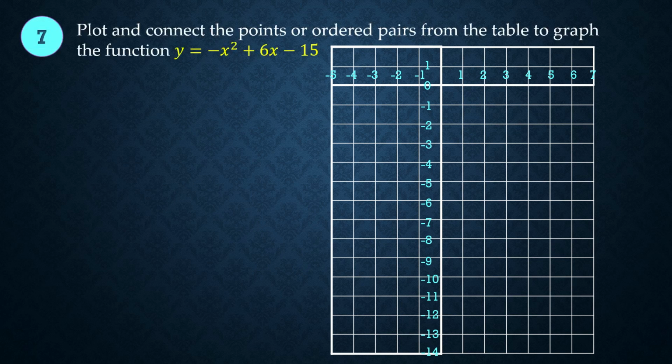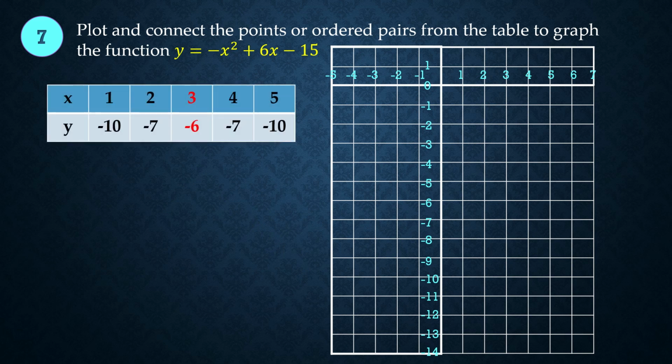Lastly, plot and connect the points or ordered pairs from the table to graph the function y equals negative x squared plus 6x minus 15. So you have the table of values. First to plot is 1, negative 10: x is positive 1, then y is negative 10, going down. Then next is 2, negative 7: positive 2 for x, then y is negative 7, going down. Then 3, negative 6: positive 3 for x, then going down to negative 6. Then 4, negative 7, where it turns.